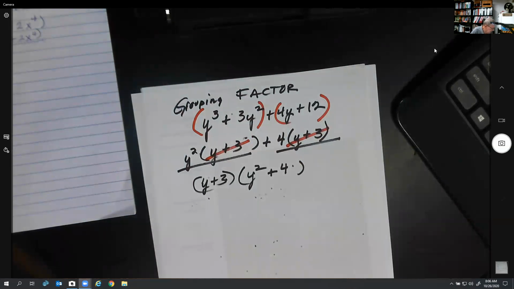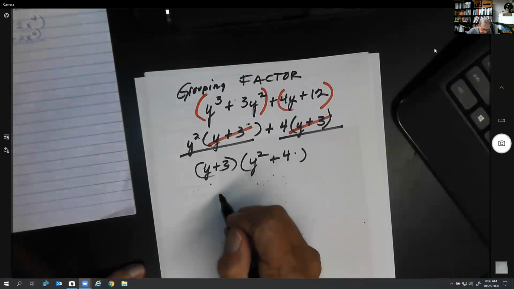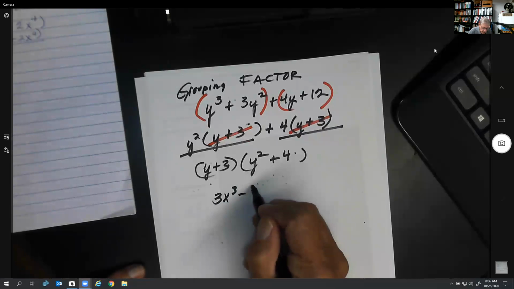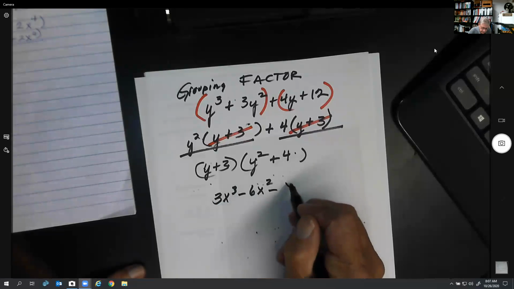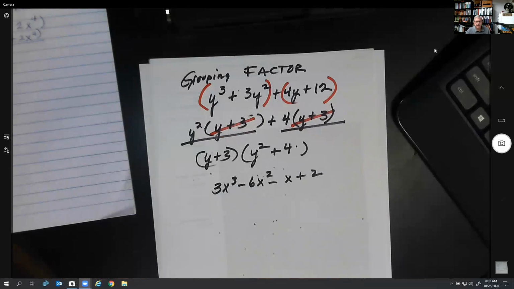All right. Let's try another one here. Sometimes they get a little complicated when they have a minus sign. And then I'm going to give you a hard one. It's not in the book.